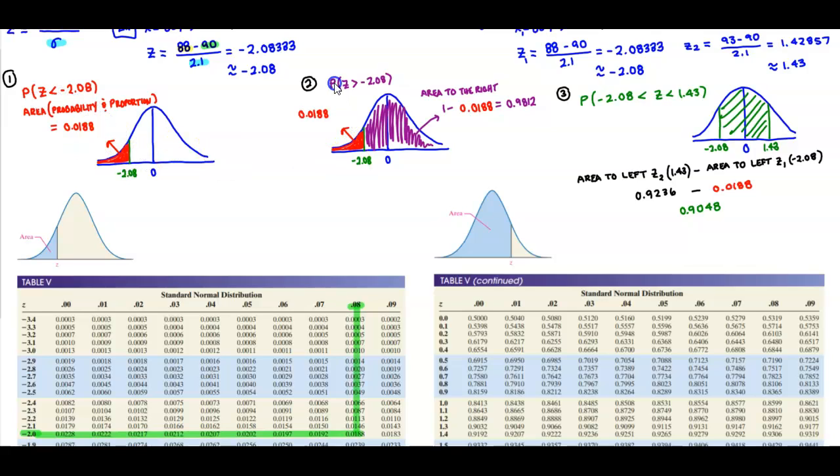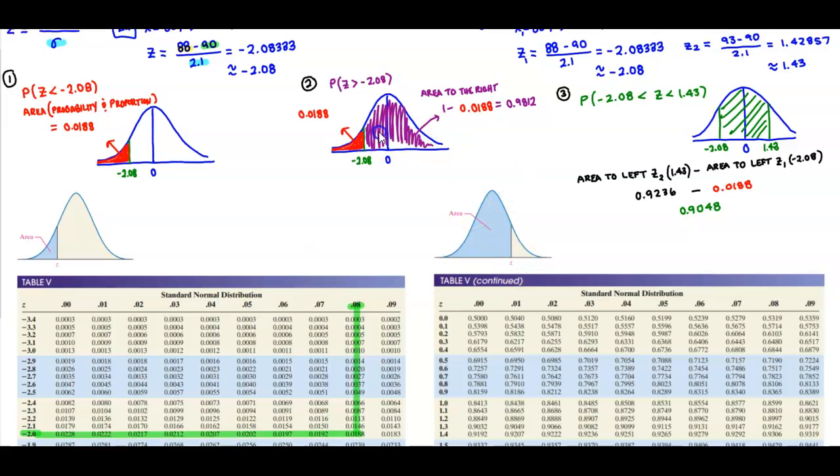Now, let's say that we want to find the probability of the z-score being greater than that negative 2.08. So if they want to find out what it is to the right, that means we're looking at what's shaded to the right of this, which is in purple. In order to find the area to the right, we need to find the area to the left because these z-score tables only give us the areas to the left.